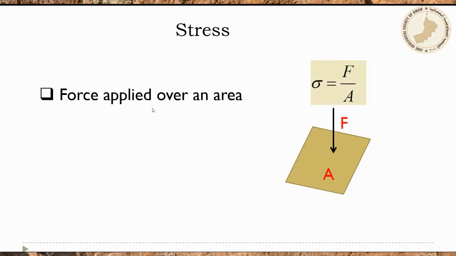If we have only a force, it's just a force. But if we apply this force on an area and we get some kind of resistance from the material itself, it's called stress. If we translate this equation into units, we have force F in newtons and area A in square meters, so we have newton per square meter.